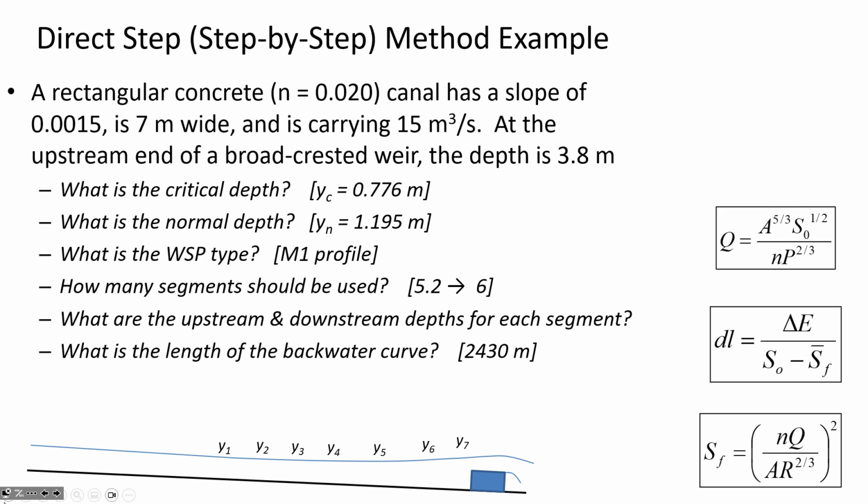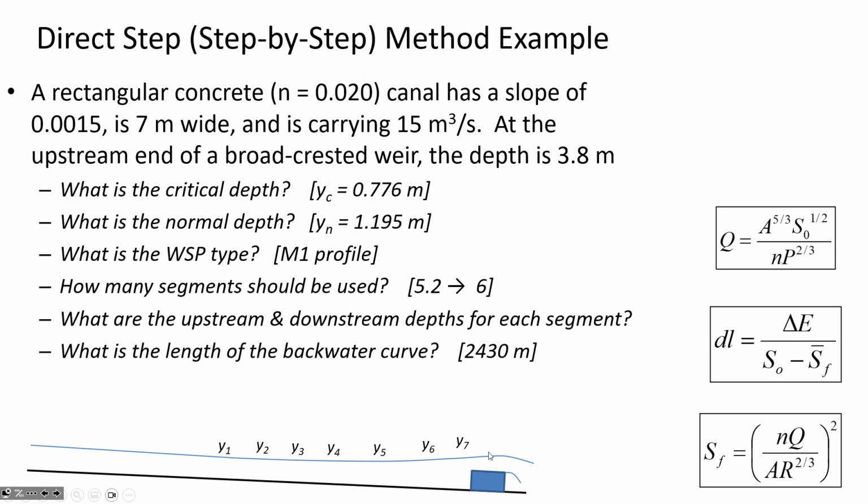You may remember this previous example that we went through when we were talking about the direct step method. We broke the water surface profile curve up into segments, and we started here at a broad-crested weir where we knew the depth was 3.8, and we went upstream step by step and found out what was the length of the segment between two sections where we knew the depth. We said that we didn't want the water surface change to be any more than half a meter, and so that's how we figured out that there should be 6 segments.